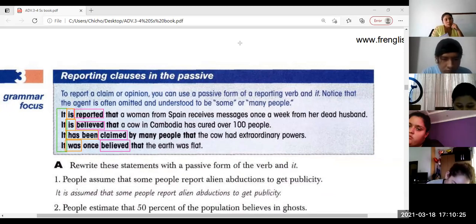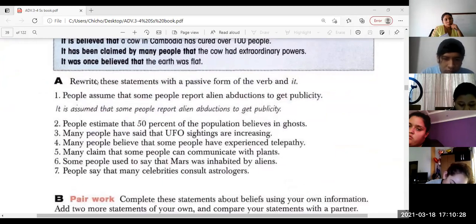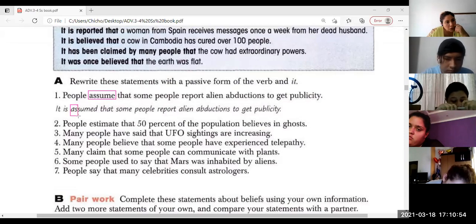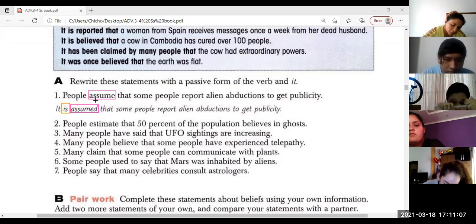Okay, let's work with the exercises here. Rewrite the statements with a passive form of the verb and it. Okay, for example, we have exactly the same sentence from the slides. People assume that some people report alien abduction to get publicity. Okay, as you can see, we are using the verb assume, but in the past participle. Okay, as our sentence is in the present simple here, the verb to be is in the present simple. Okay, porque nuestra oración está en el presente simple, nuestro verbo tiene que estar en el presente simple.